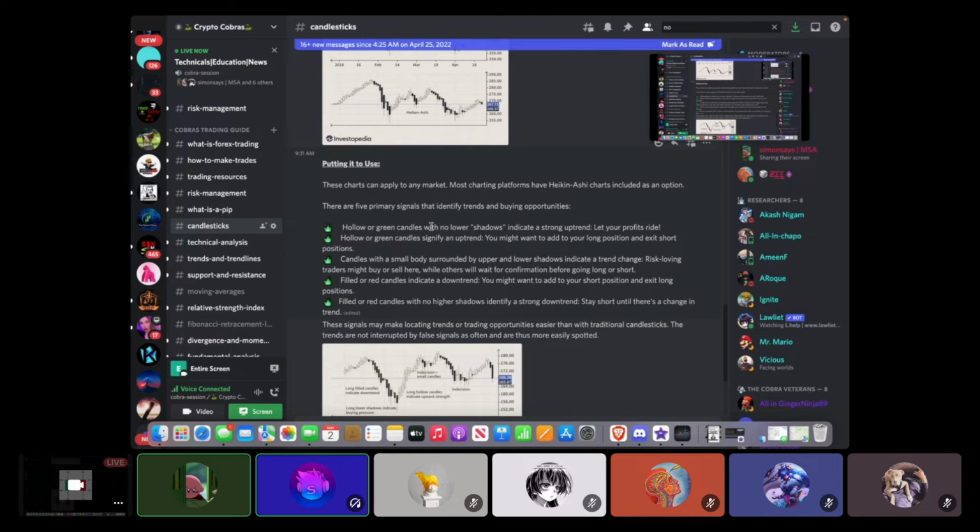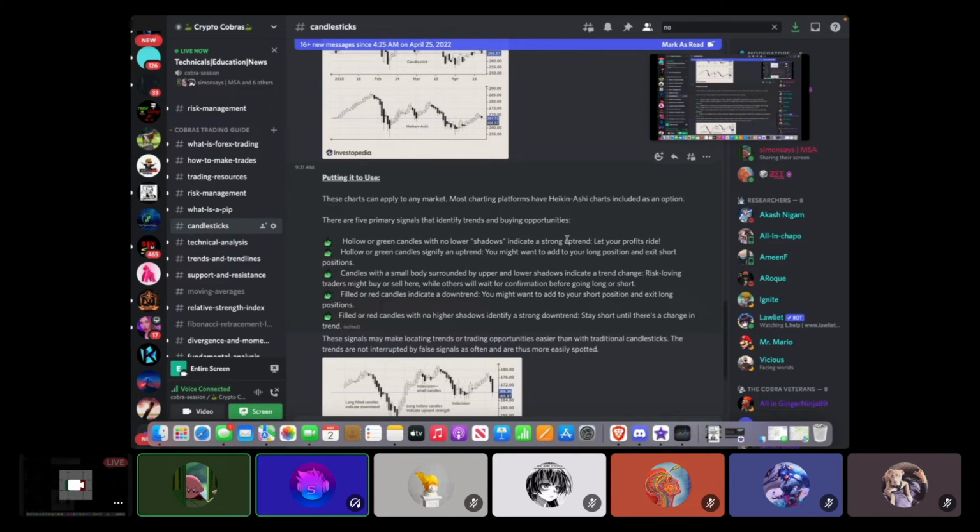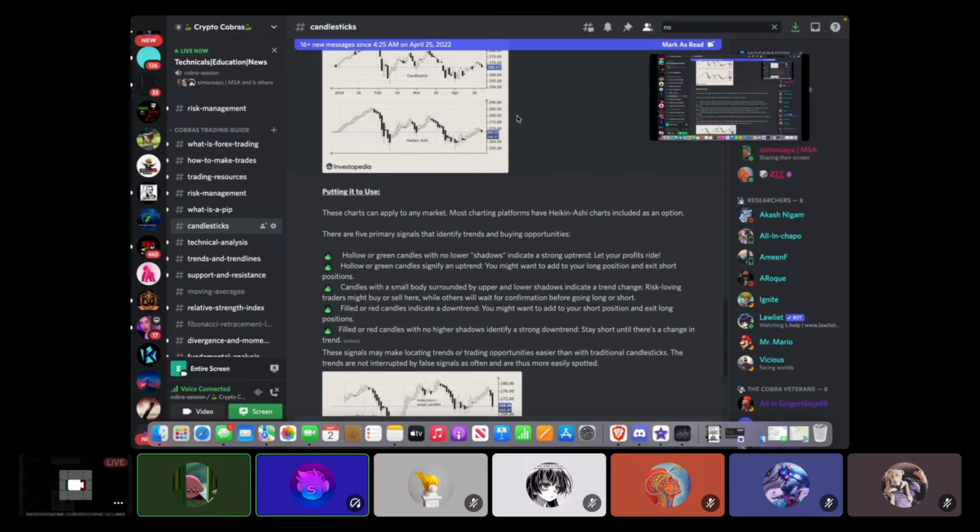Hollow or green candles with no lower shadows, as in wicks, indicate a strong uptrend. Let your profits rise. Okay, no wicks to the downside, just testing from the upside. Let your profits rise. Hollow or green candles signify an uptrend. You might want to add to your long position and exit short positions.